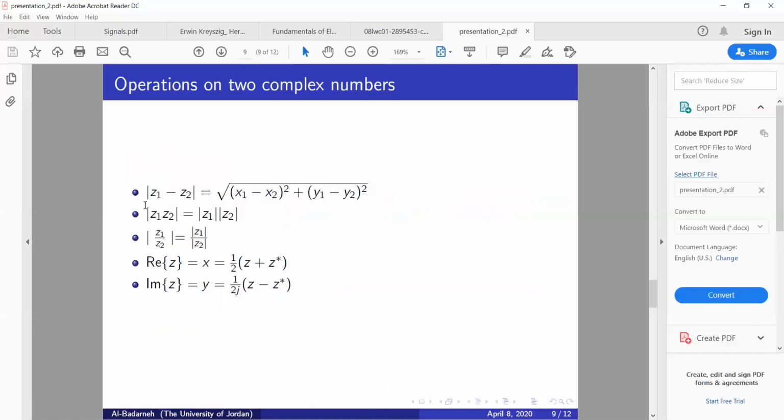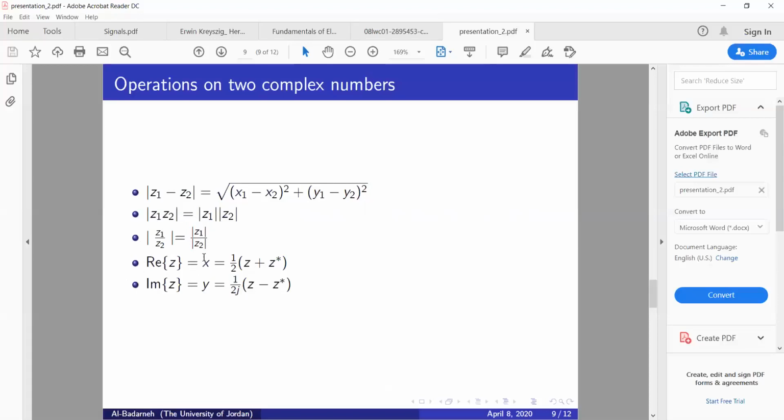Now, the magnitude of z1 minus z2 should be equivalent to this quantity. And here the magnitude of z1 minus z2 is the distance between these two complex numbers, z1 and z2. The magnitude of z1 times z2 is equivalent to the magnitude of z1 multiplied by the magnitude of z2. And similarly, the magnitude of z1 divided by z2 is equivalent to the magnitude of z1 divided by the magnitude of z2. And we have two interesting properties here, as we can see.